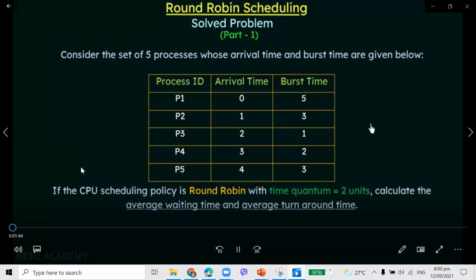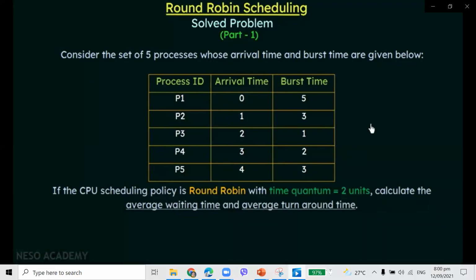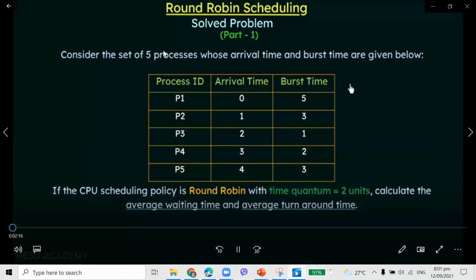Keep in mind that this is round robin scheduling, and in round robin scheduling, each process is allowed to execute for a particular time quantum, which is 2 units in this case. After the time quantum, the process will be preempted. After that, the CPU will be given to the next process waiting in the queue, and this pattern continues. Since the arrival times also are given here, there are many things we need to keep in mind. It is not very difficult, but you have to be very careful. So let's see how we can form the Gantt chart for this set of 5 processes.